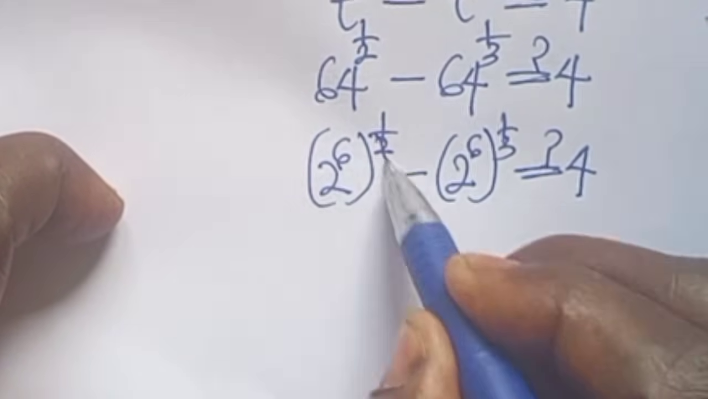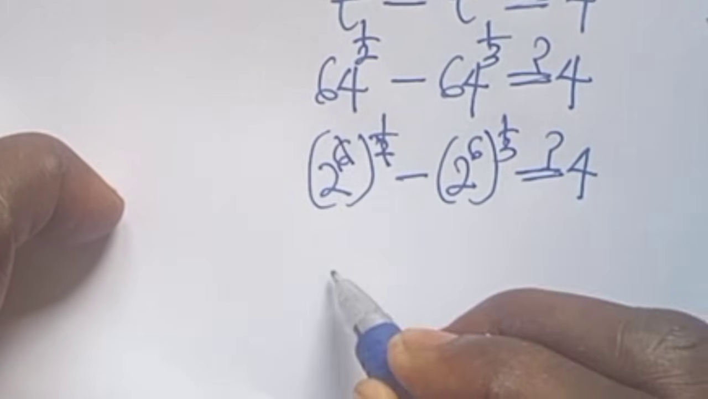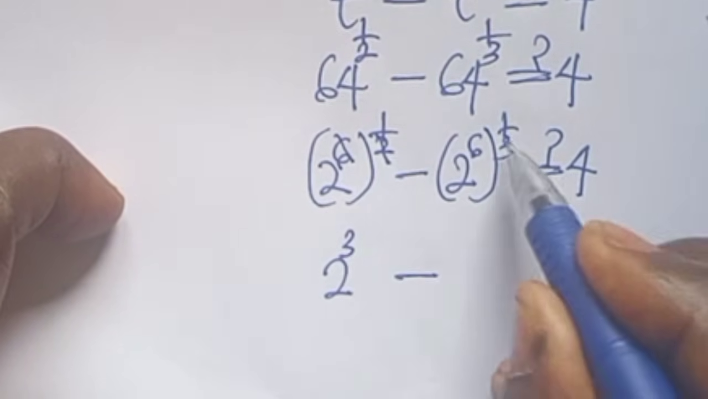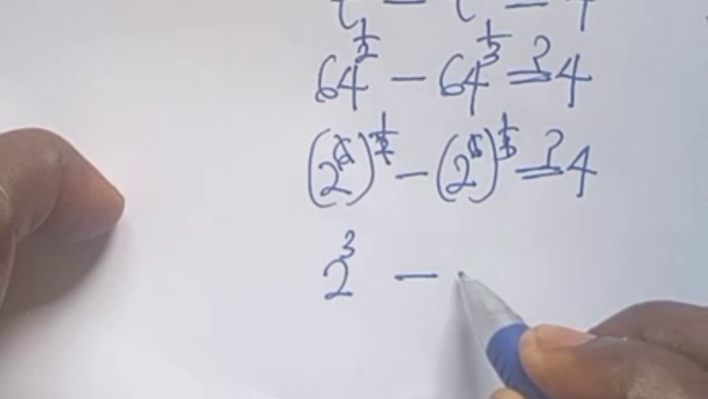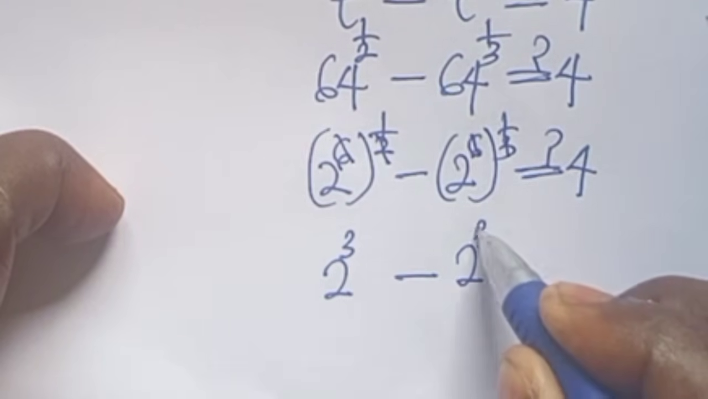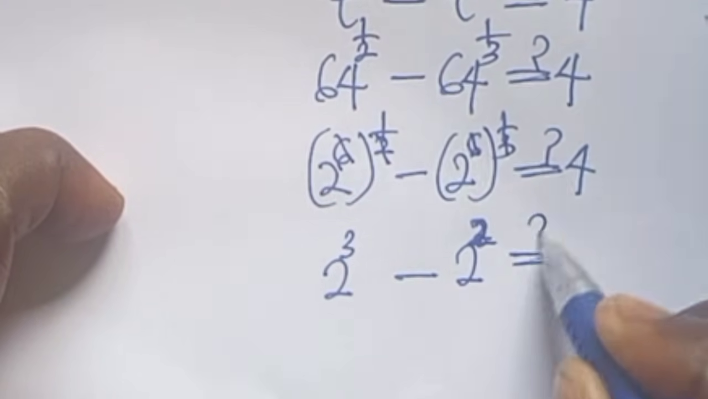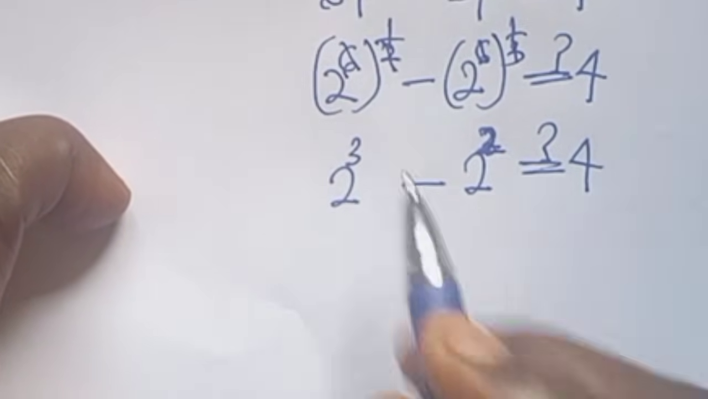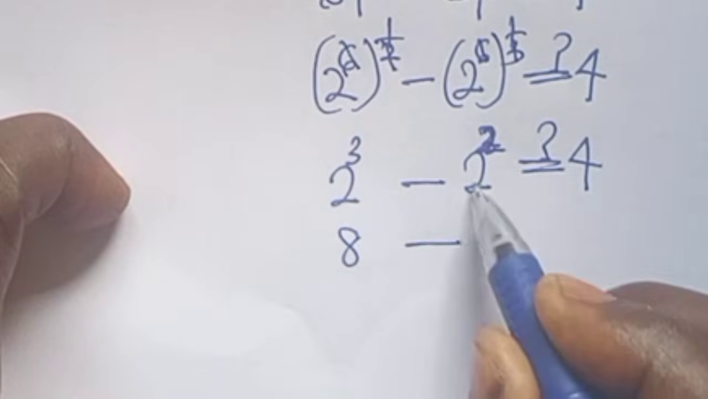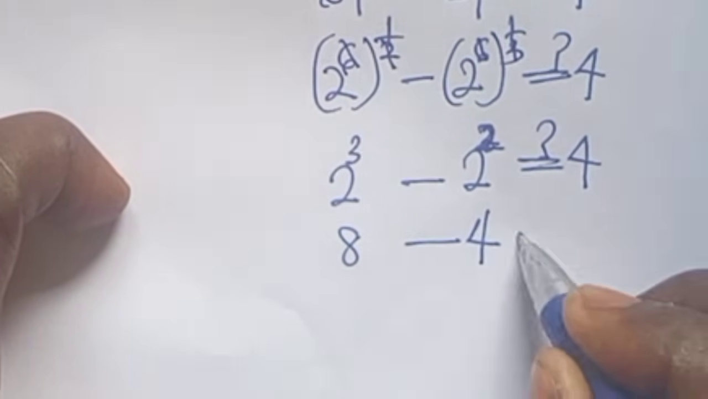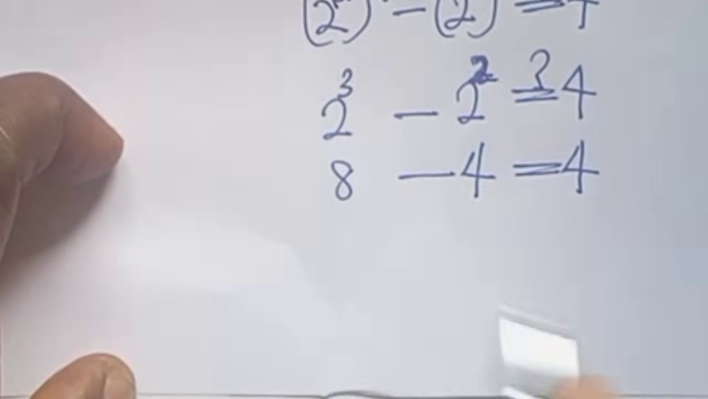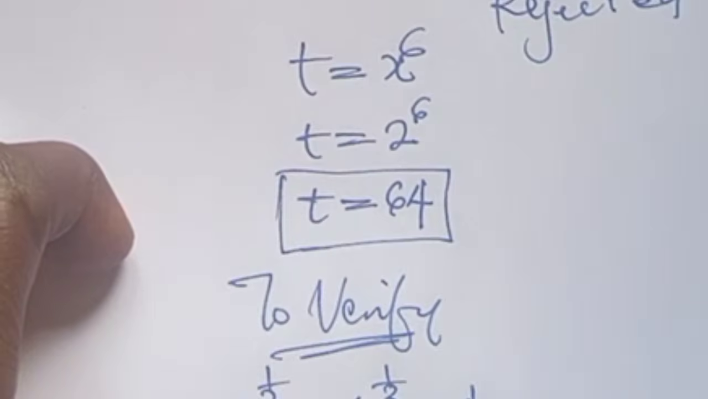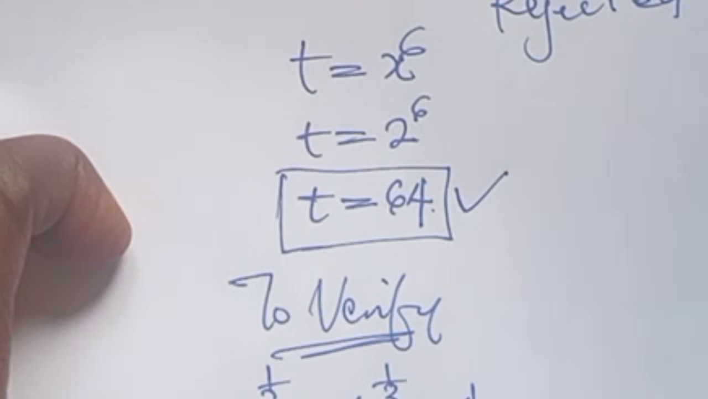And if we do this very well, 6 divided by 2, that is 3. What is left here is 2 to the power of 3. Minus here, 6 divided by 3, that is 2. So what is left is 2 to the power of 2. Can this be equal to 4? And 2 to the power of 3, that is 8. And 2 to the power of 2 eventually is 4. And this is equal to 4, because 8 minus 4 is equal to 4. So it is true that the real value of t as 64 is correct.